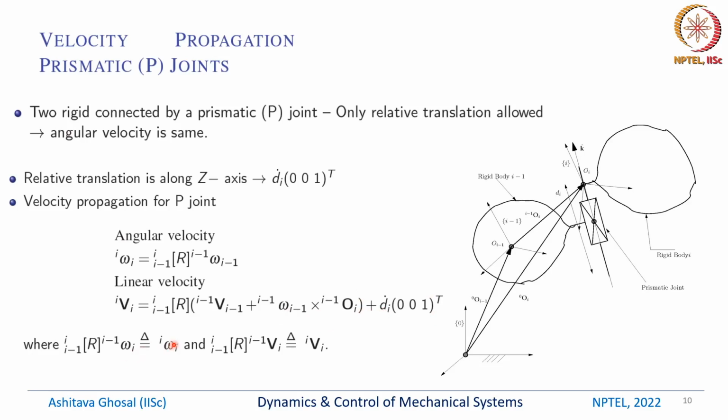Okay, and again this I minus 1 R, I minus 1 omega I is nothing but I omega I, which is the body fixed angular velocity vector of rigid body I. Okay, so it is 0 omega I with a superscript b. And the same story is with I Vi. They are not both zeros. So I Vi is nothing but the linear velocity of the rigid body, but written in a different coordinate system.